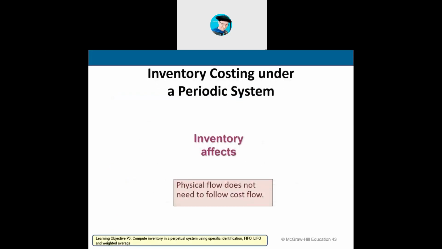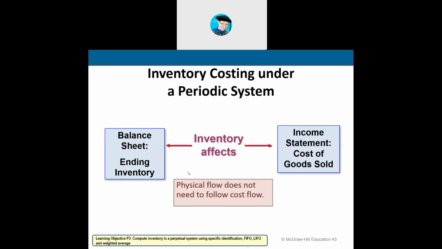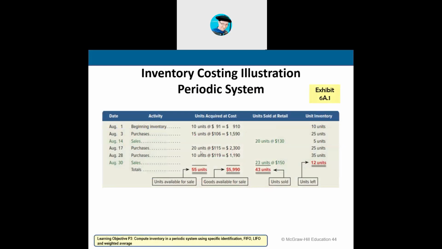Inventory costs using the periodic system. The periodic system, as you recall, is when we periodically count the inventory as it's sold, right? It doesn't update automatically. It's a physical count. But the physical count doesn't need to follow the cash flow. The impacts on the balance sheet is we use the ending inventory and the cost of goods sold on the income statement. It's the same with all inventory.